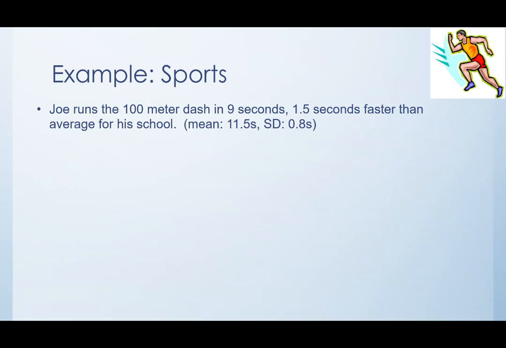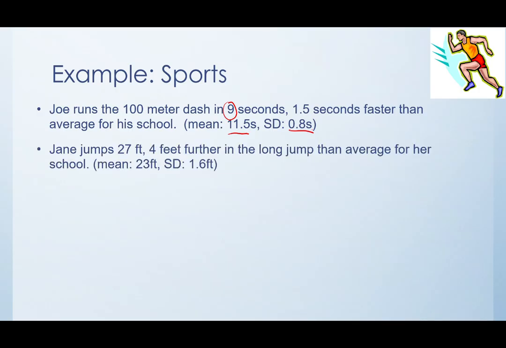So here we've got Joe. He runs the 100-meter dash in 9 seconds, which is 1.5 seconds faster than average for his school. All right, so we've got his data value, 9 seconds. We've got a mean. We've got a standard deviation. Jane, she's a pretty good jumper. She jumps 27 feet, which is 4 feet longer in the long jump than average for her school. The mean is 23, and the standard deviation is 1.6.